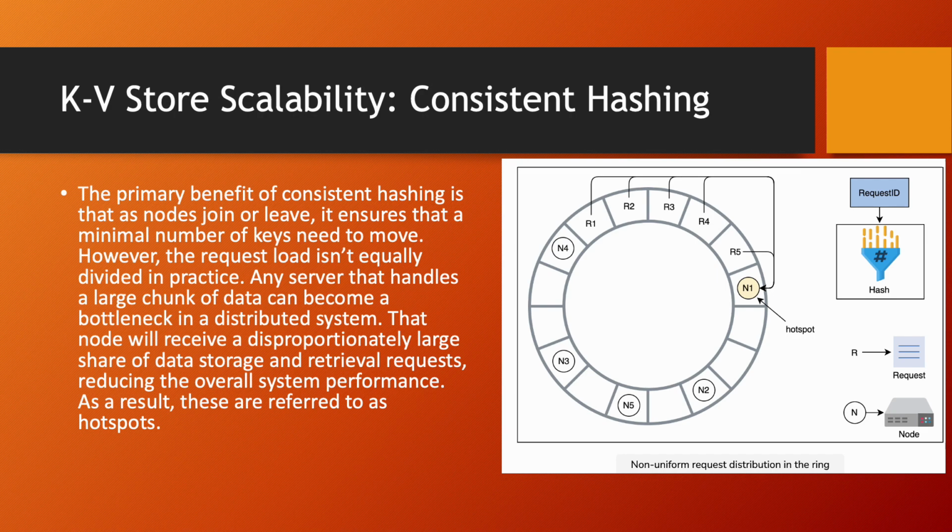The primary benefit of consistent hashing is that as nodes join or leave, it ensures that a minimal number of keys need to move. However, the request load isn't divided evenly in practice. Any server that handles a large chunk of data can become a bottleneck in a distributed system. This is a well-known thing. That node will receive a disproportionately large share of data storage and retrieval requests, reducing the overall system performance. As a result, these are referred to as hotspots.